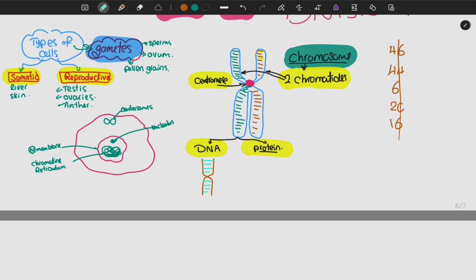Okay, so we have nucleus. Inside the nucleus, we have chromosomes. The chromosomes consist of DNA and protein, and each cell in our human body consists of 46. This is for saving. This is for knowledge. Okay, I think it's an easy lesson.